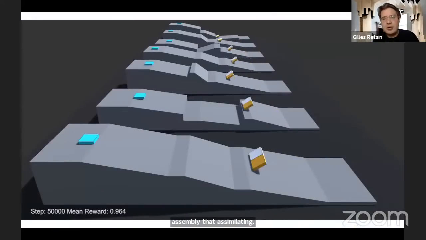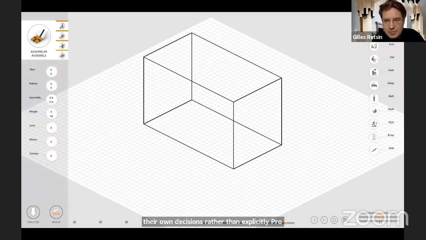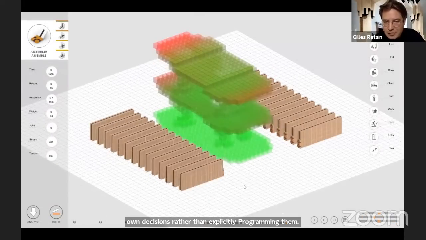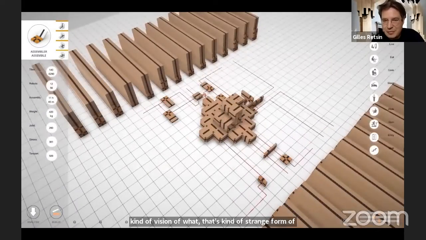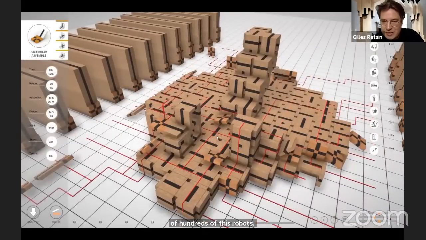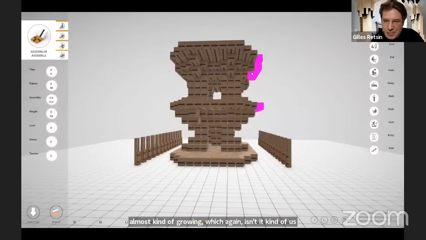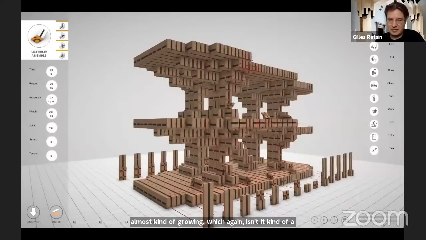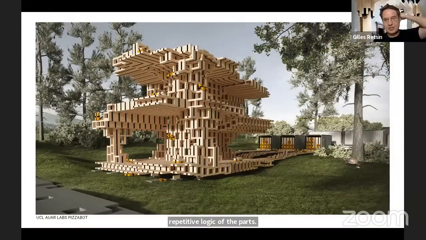And then also now looking at reinforcement learning, where we're using ML agents in Unity as a framework to actually train those robots to make their own decisions rather than explicitly programming them. And then resulting ultimately in a vision of what that strange form of swarm assembly could look like. Like you see here, hundreds of these robots assembling thousands of these bricks, and the building almost growing, which again is a strange contradiction to the seemingly repetitive logic of the parts. So that is a vision of what modularity in the digital age could be like.